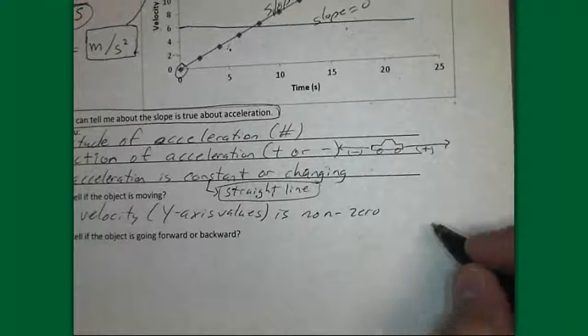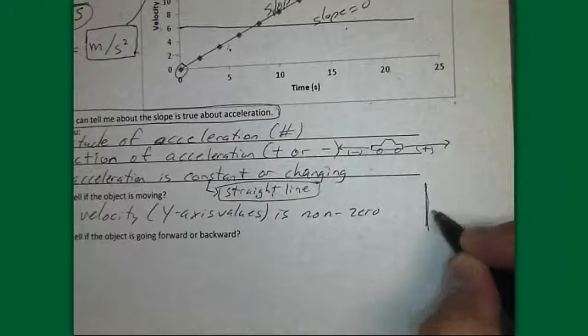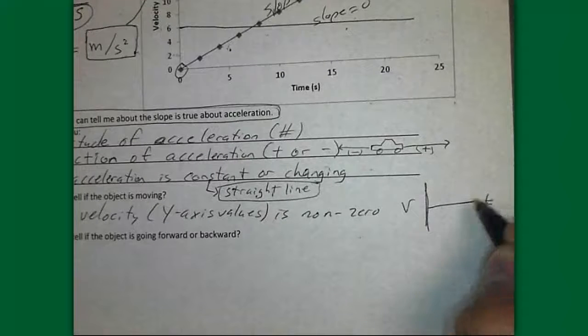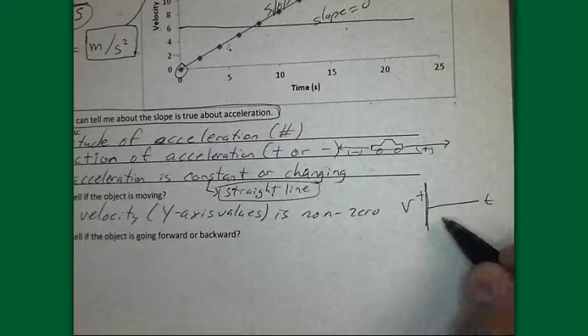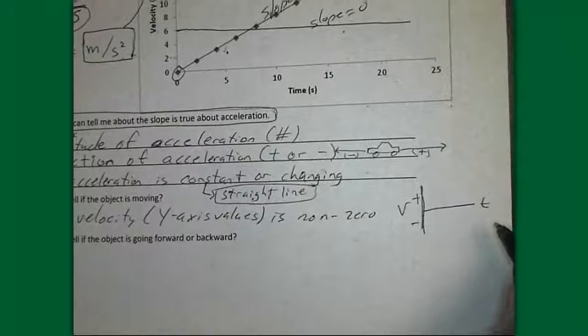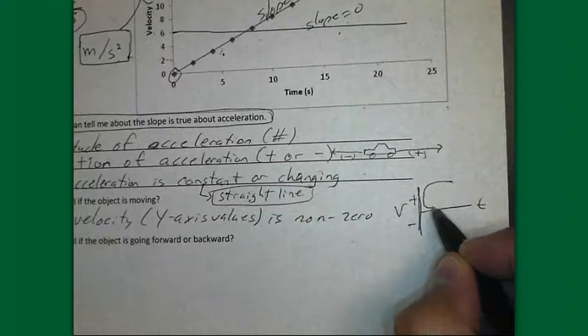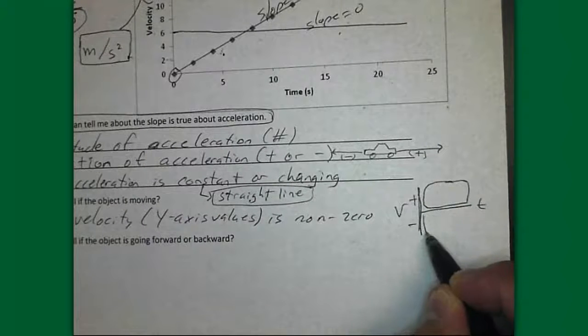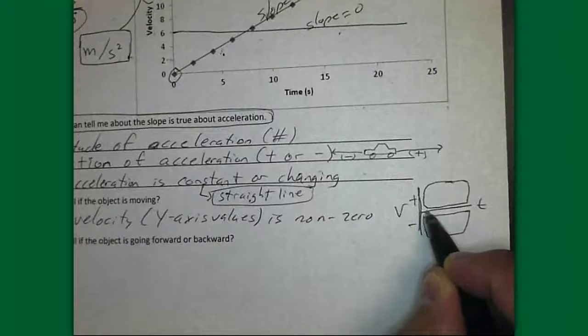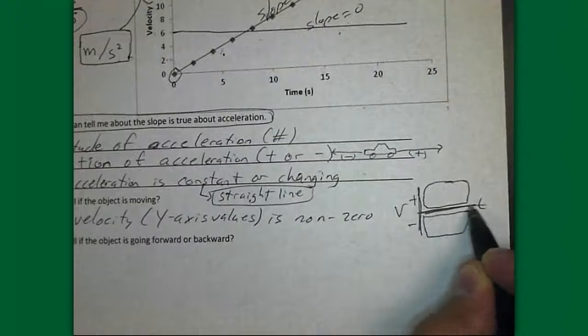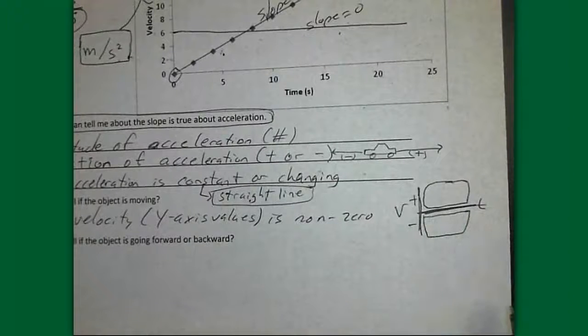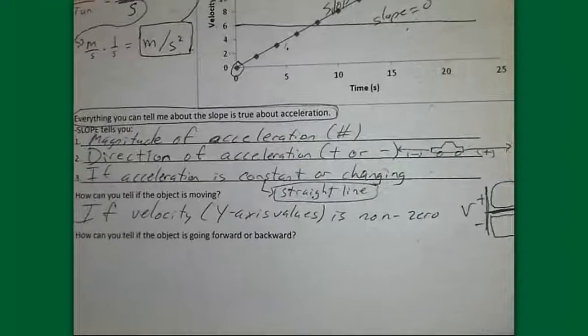Okay, so when we do velocity time graphs, they're going to look like this. There will be positive velocity values here. There will be negative values here. Any y value that is up here in the top or down here in the bottom, in other words, anything that is not right here along the x-axis, that is a moving object, non-zero velocity.